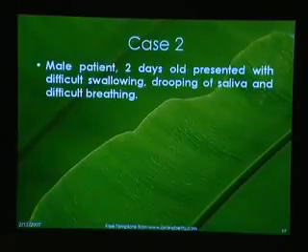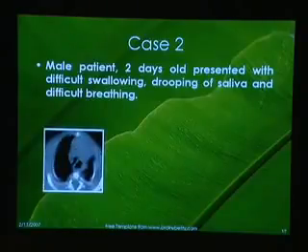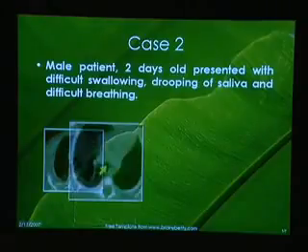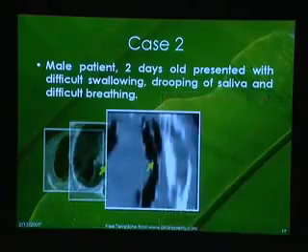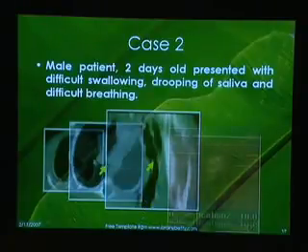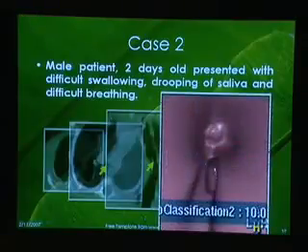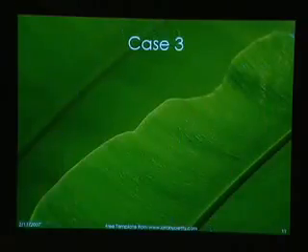Another case, 2 days old, presented with difficult swallowing, drooling of saliva, and difficult breathing. We have here a trachea and dilated esophagus. So what are we suspecting? We are suspecting tracheoesophageal fistula. Here is a coronal plane showing the fistula tract between the trachea and the esophagus. And this is the virtual endoscopy showing the opening, the tracheoesophageal fistula tract, I mean.